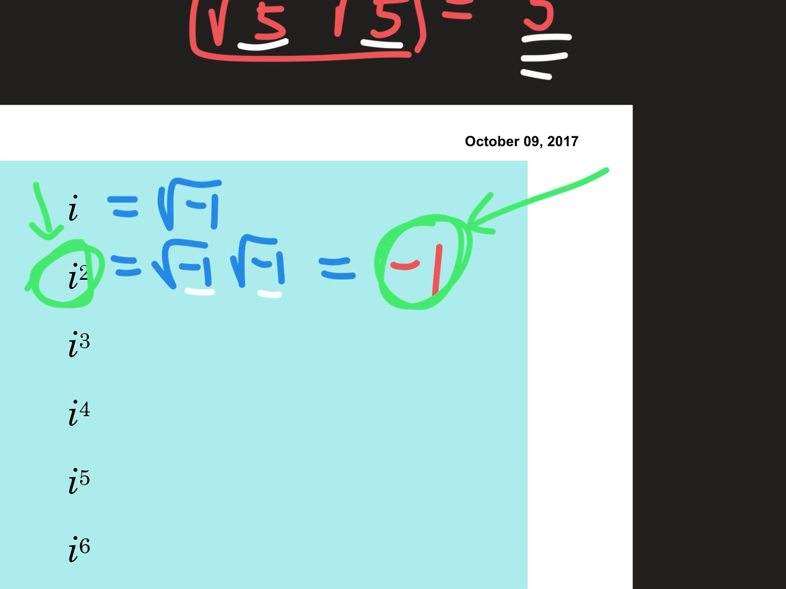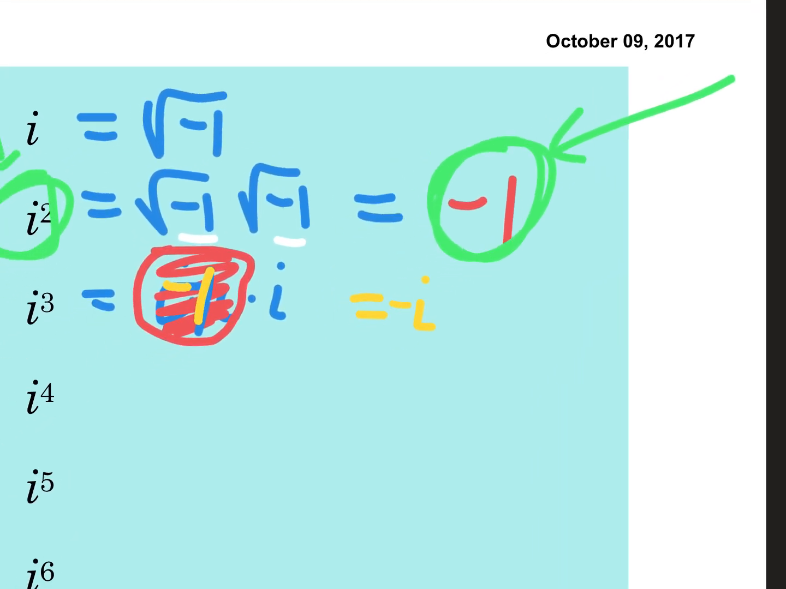Because then, when you get to i to the third, you can go, well, isn't that i times i times i? And then isn't i squared just -1? He just told me that 2 seconds ago. So this whole thing, i squared, that's -1, and then -1 times i would make -i. Or -1i, but I'd just rather write -i.